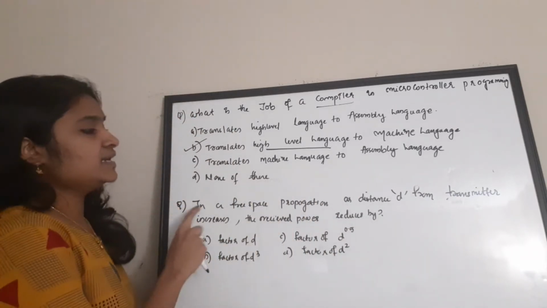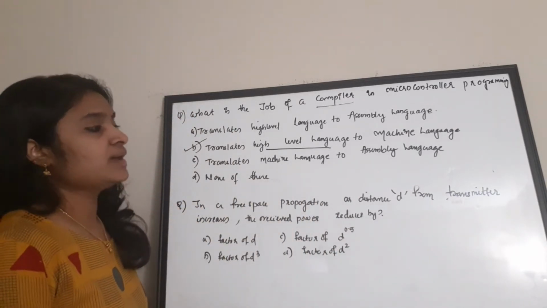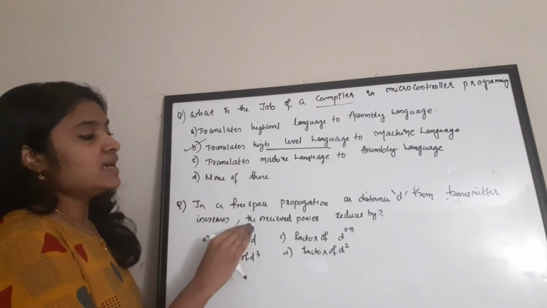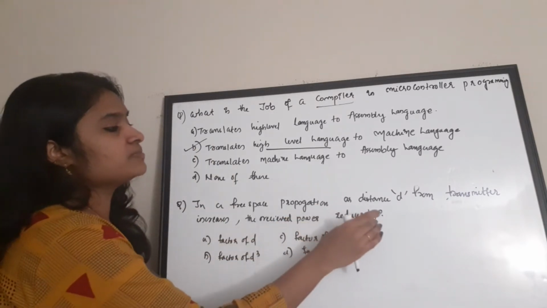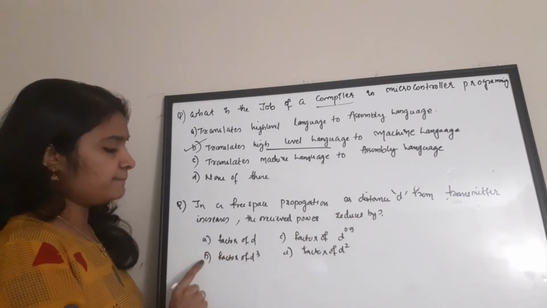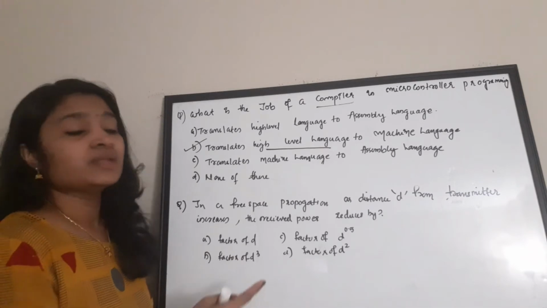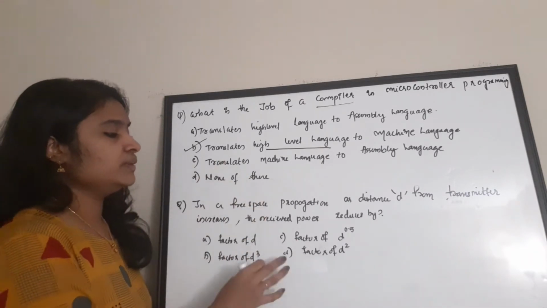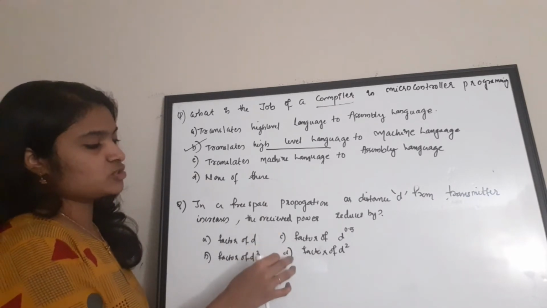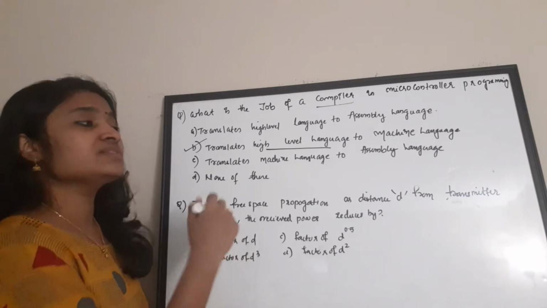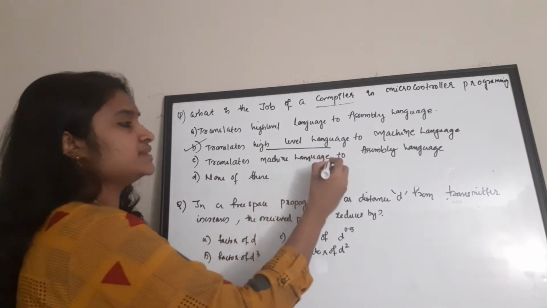Next question is, in a free space propagation, as distance d from the transmitter increases, the received power reduces by dash. A, factor of d. B, factor of d cube. C, factor of d raised to 0.5, that is root d. D, that is next option, factor of d square. Okay, now in order to answer this question, you only need to know this equation.